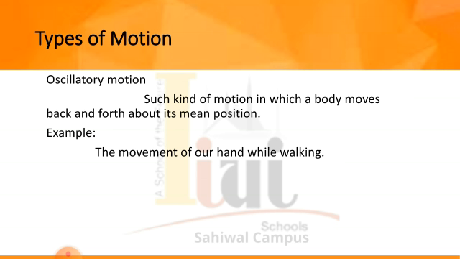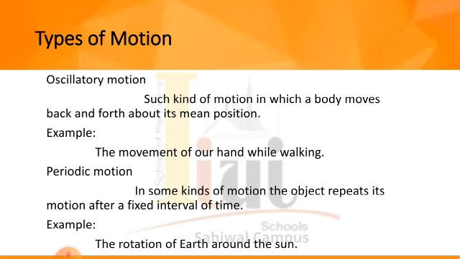Other examples to explain oscillatory motion are the movement of our hands while walking, and the left right movement of a handheld fan, which can move from left to right again and again. This is also known as oscillatory motion, because it is a to and fro motion of the hand fan. Another is the movement of the branches of a tree. If we see the branches of a tree in a strong wind, they move back and forth. This is also oscillatory motion, and the movement of a swing is also the best example of oscillatory motion.